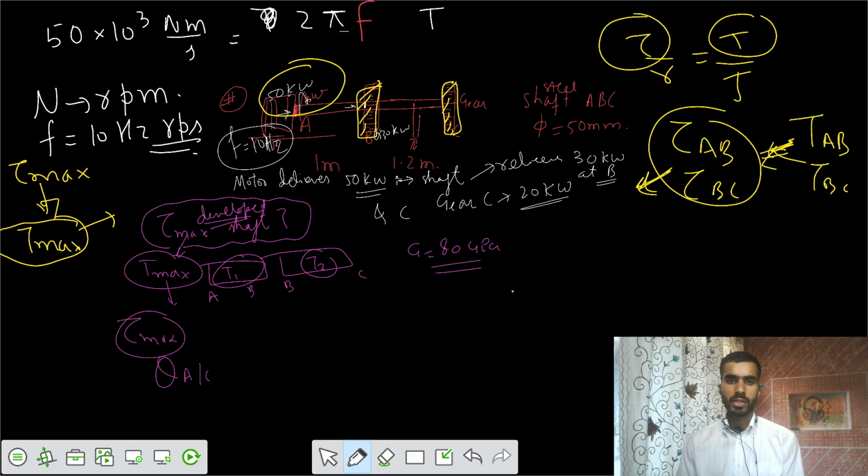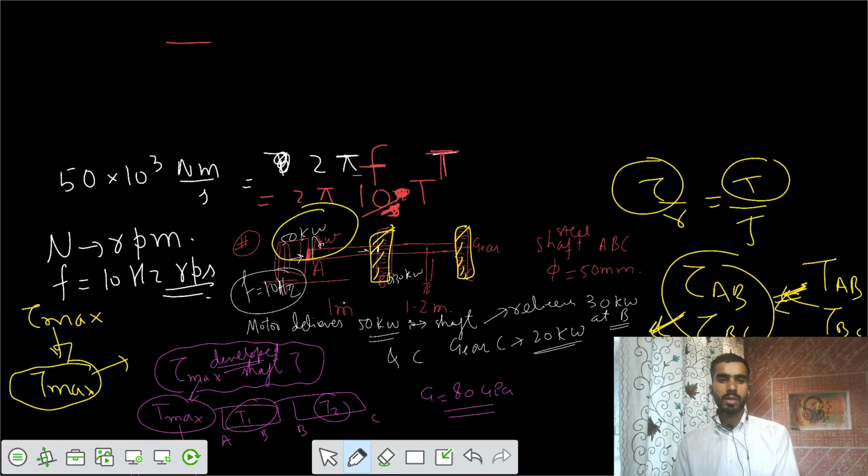2 pi f into t. So you substitute the value: 2 pi into the value of f into t. So f is your 10 per second, revolutions per second. So forget about revolutions, and your unit is rps, that is per second. So the final value of torque would be equal to that, how much torque has been transmitted by that motor towards the shaft.